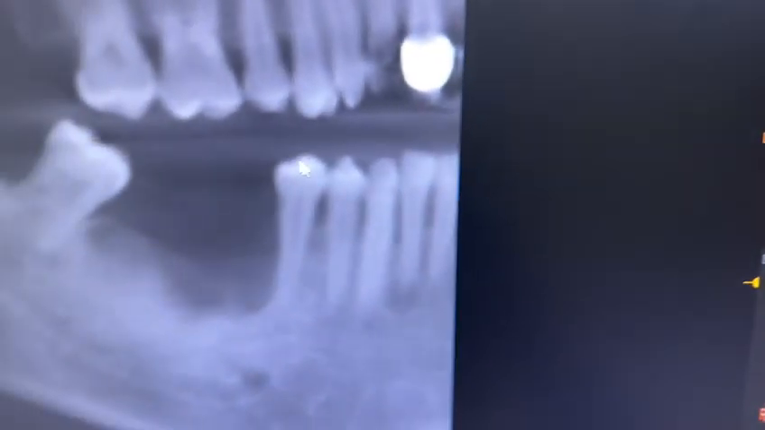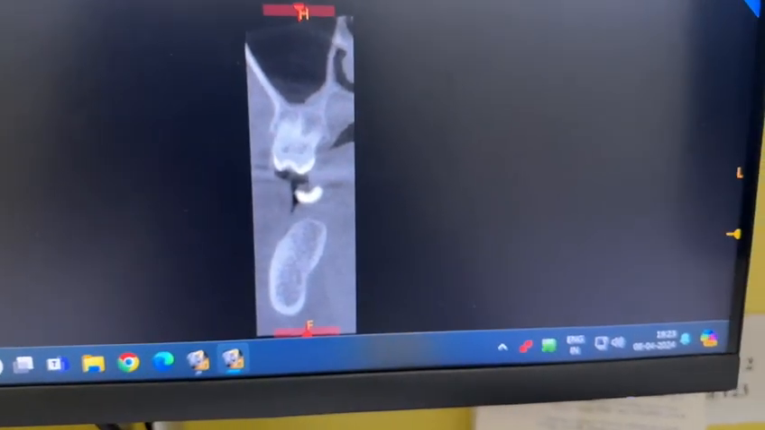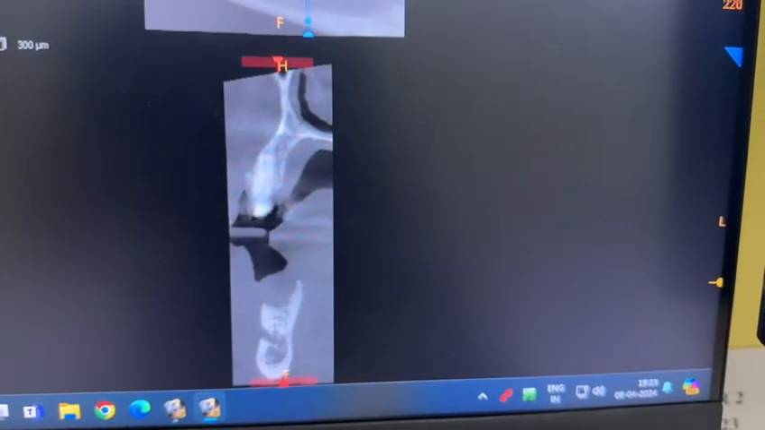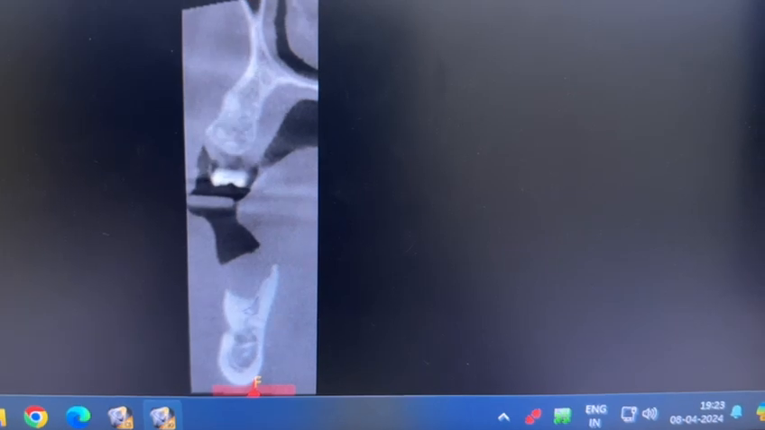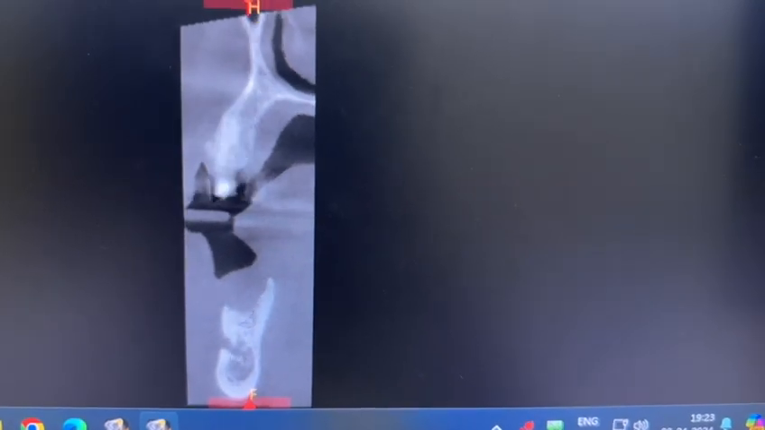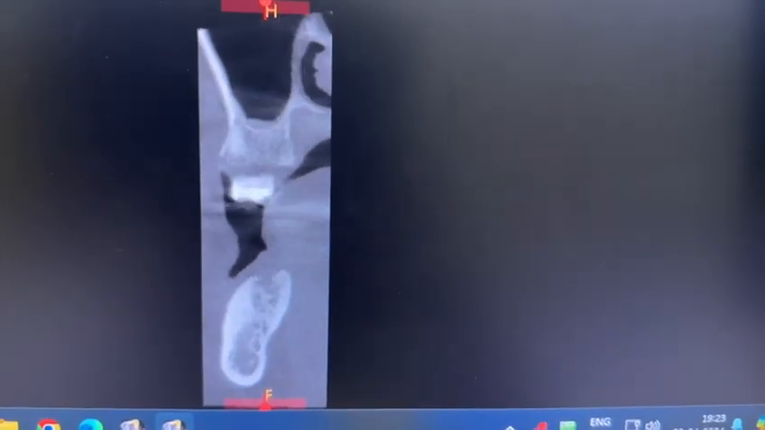We will see the panoramic view. Now we are seeing the cross section. This is second premolar. This is the first molar. You can see the amount of buccal bone defect. Lingual bone is present. The mental foramen is also near. In the 7 area there is good bone, and this is 8. We will see how the post-op goes.